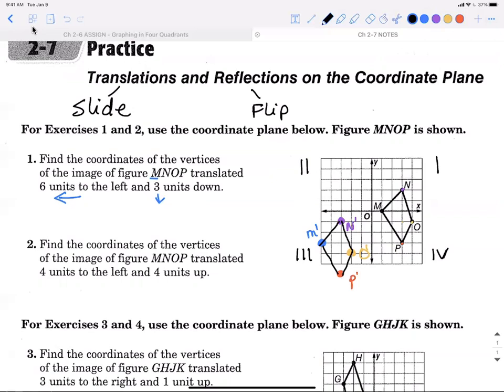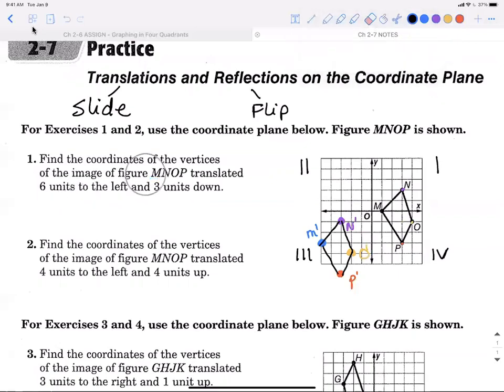Now, because you have to, in the instructions, it says find the coordinates. That means the X, Y, the points. Find the coordinates of this new image. Well, you can do it one of 2 ways, and it doesn't matter to me. You can either do what I just did, and you can actually do the translation, draw your new shape, and then you can name all of those points.